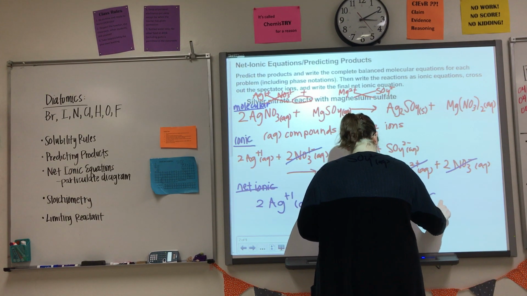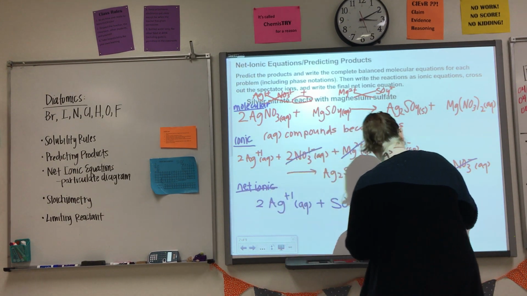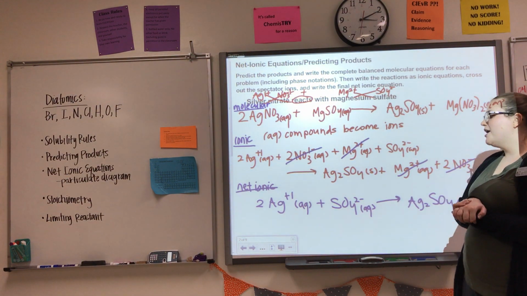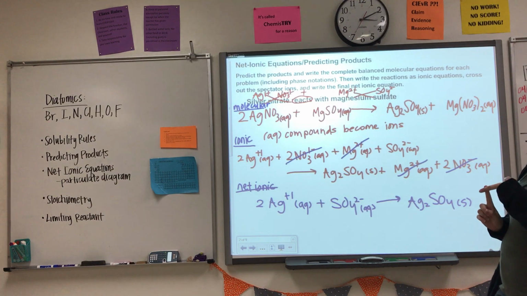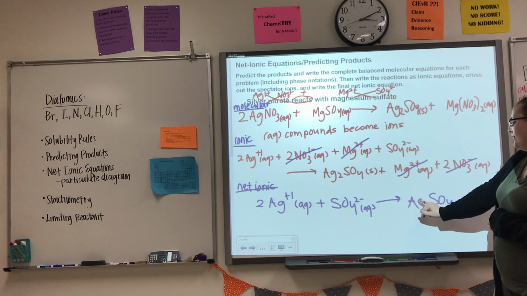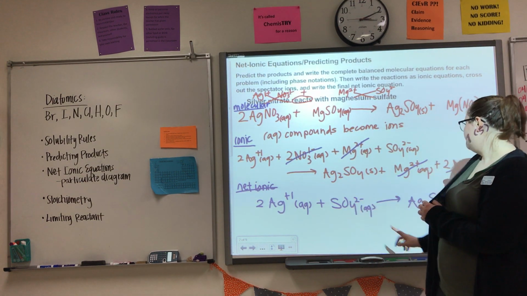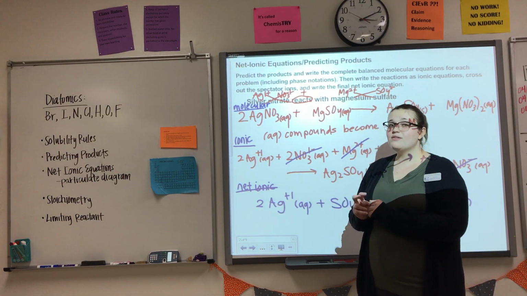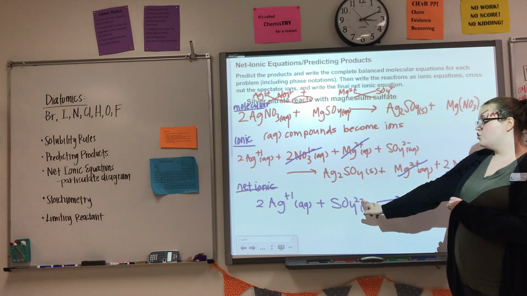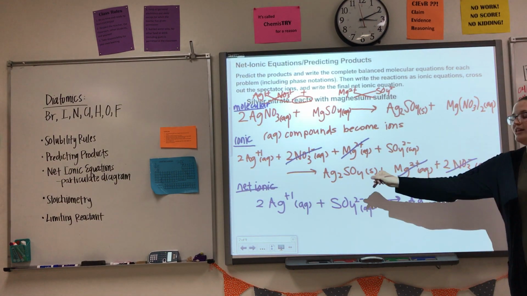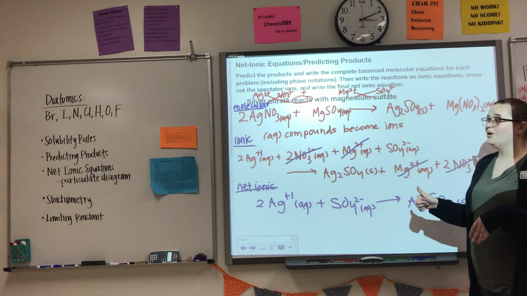Ag2SO4 solid. This is how I check. According to net ionic equation rules, they have to be balanced both by charge and by mass. By mass means I have to have the same number of atoms on both sides. So I have 2 silver here, 2 silver here, 2 sulfate here, 2 sulfate here. By charge, okay? 2 times 1 plus gives me a 2 plus. Then I have a 2 minus, so 2 plus 2 minus equals 0, and neutral compound 0, so it's 0 on both sides. So this is my net ionic equation.